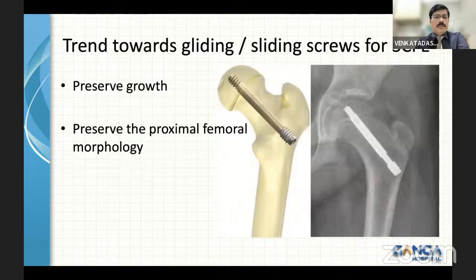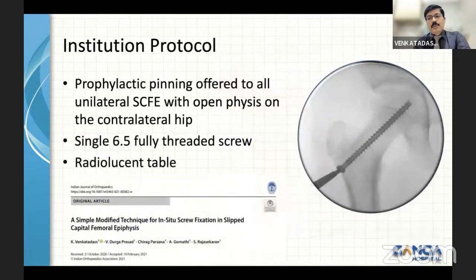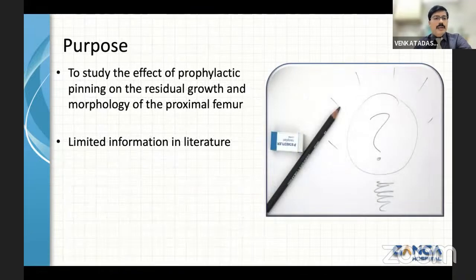And now there is a trend towards using growing implants to preserve the proximal femoral morphology. If you look at the incidence of slipped capital femoral epiphysis, over the years we see more and more younger patients, which means that if you stop the growth in, say, a 10 or 12-year-old boy, the chance of having an altered morphology is very high. So the world is moving towards growing implants. Our institution protocol is to offer prophylactic pinning for all patients with an open physis. We use a 6.5 fully threaded cancellous screw on a fracture table, and this technique was already published in the same journal some years back.